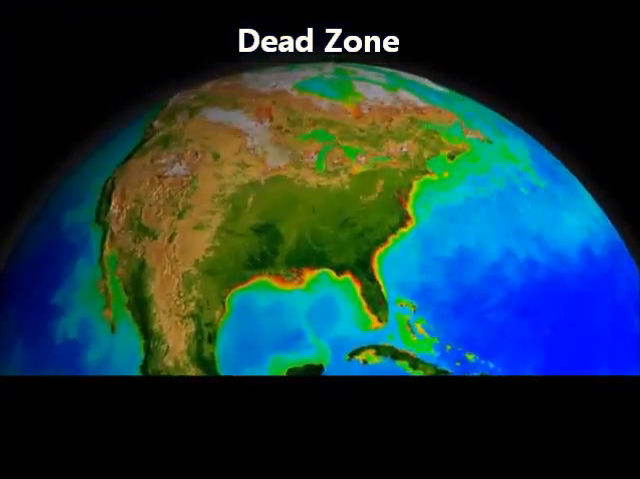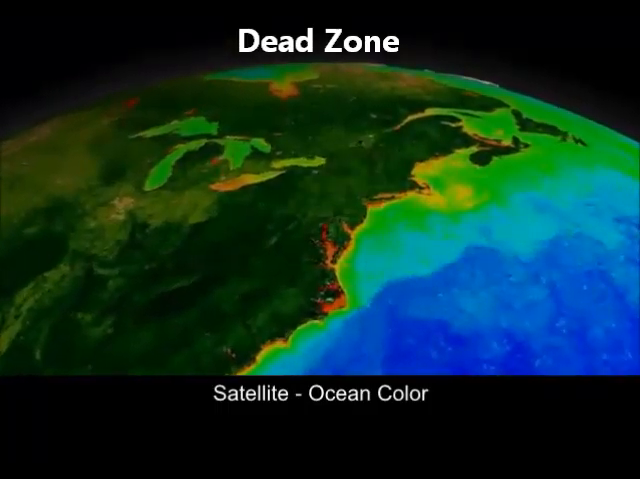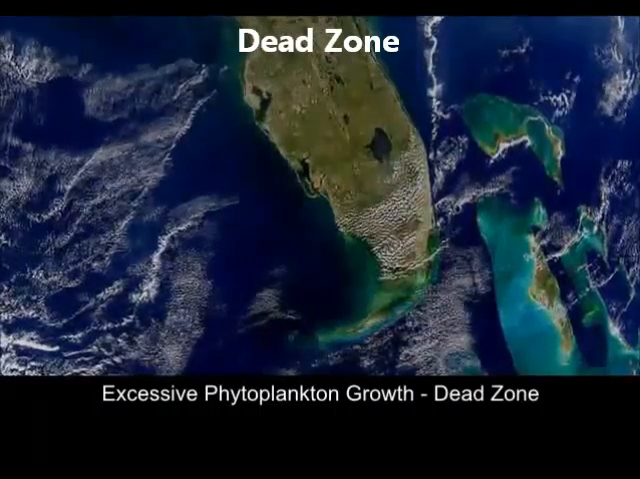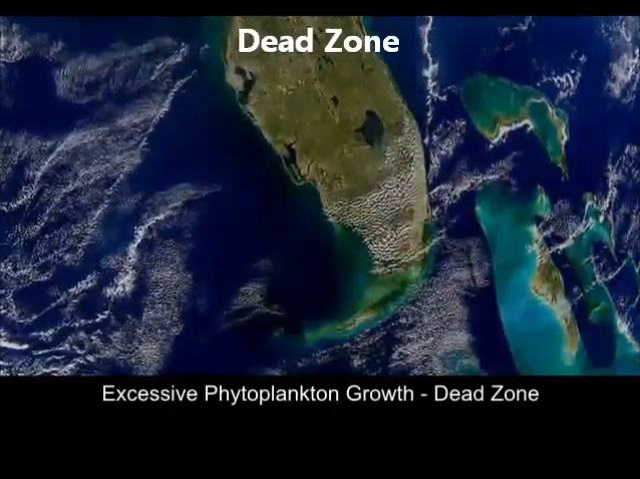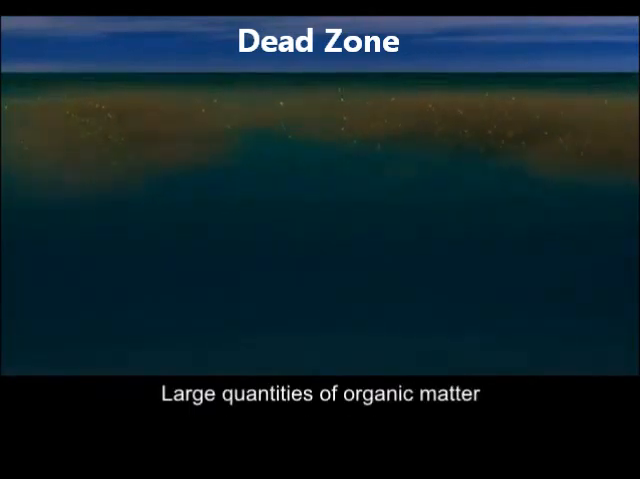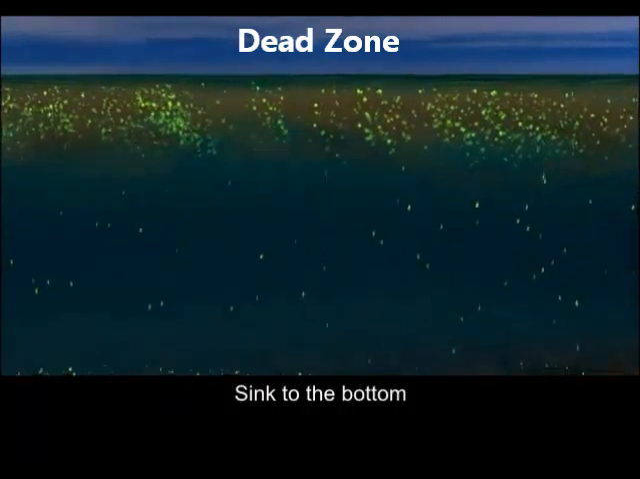For the last decade, scientists have used satellite measurements of ocean color to determine the global distribution of phytoplankton. Excessive phytoplankton growth can result in an area known as a dead zone, when big blooms of phytoplankton at the surface trigger large quantities of organic matter, which then sink to the bottom.